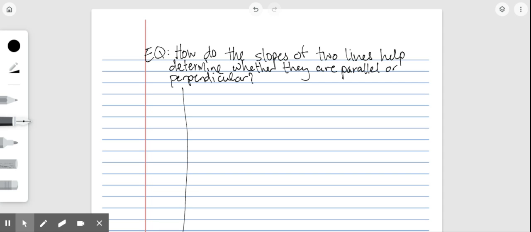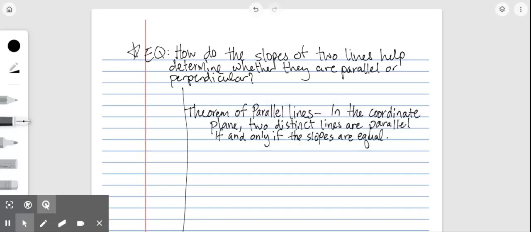Hi, beautiful people. So today we're talking about how the slopes of two lines help determine whether they're parallel or perpendicular. And this comes in our section on parallel and perpendicular lines. And so this is just relating to lines in the coordinate plane. So there are some theorems that we're going to start with, and that's the theorem of parallel lines and the theorem of perpendicular lines. All right, the theorem of parallel lines says that in the coordinate plane, two distinct lines are parallel if and only if the slopes are equal.